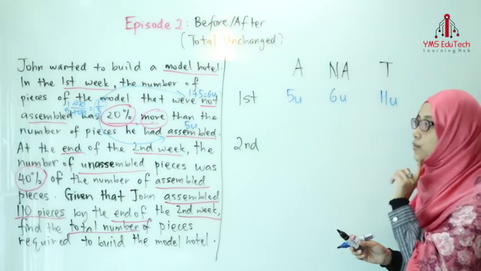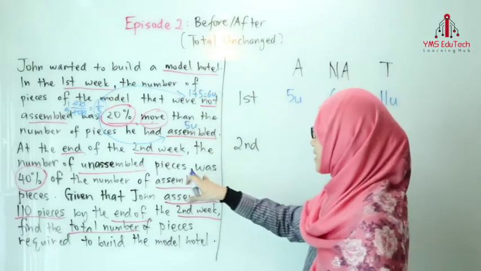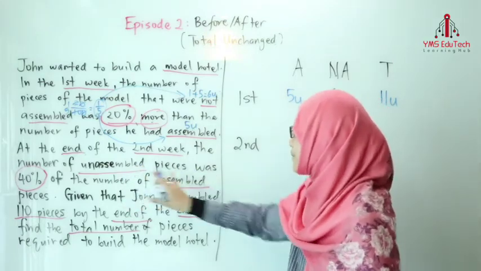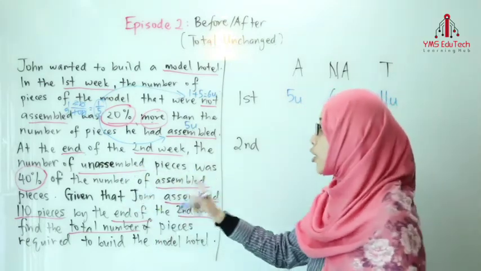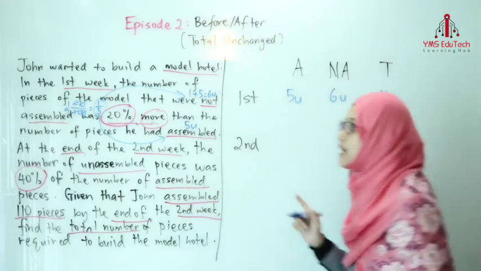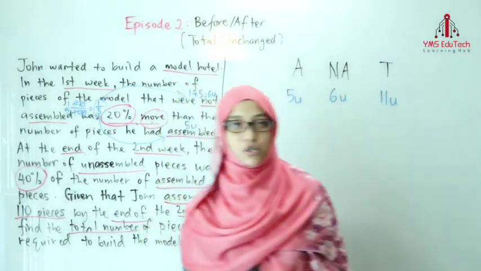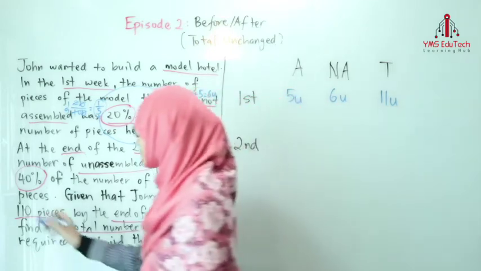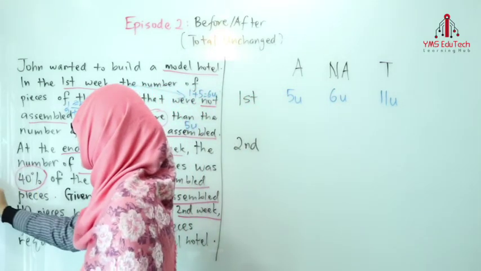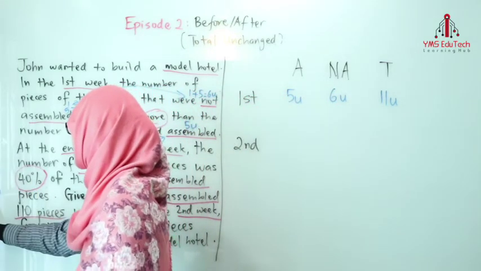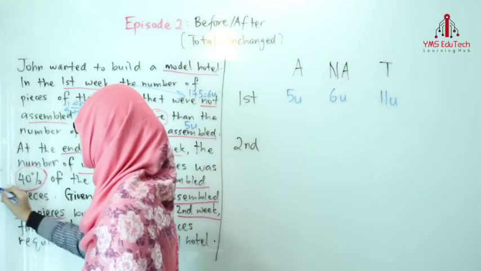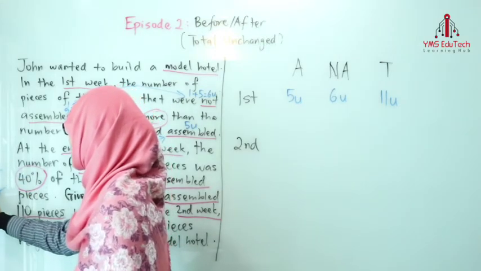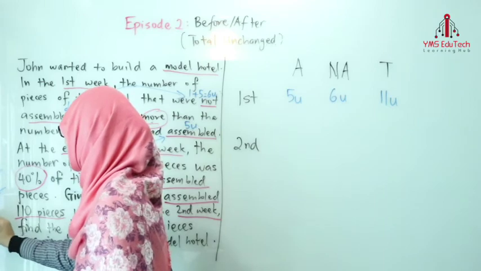Moving on, at the end of the second week, the number of unassembled pieces was 40% of the number of assembled pieces. Again, we see a percentage, so we will change it to fraction. So that will be 40 out of 100, change to lowest term, that will give us 2 out of 5.